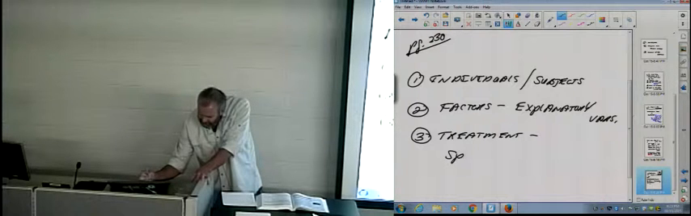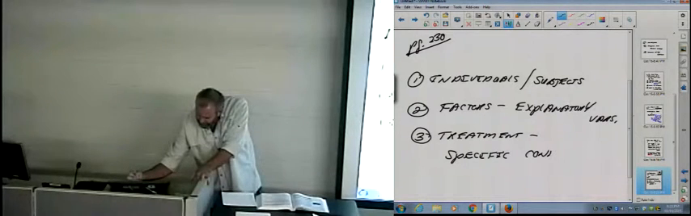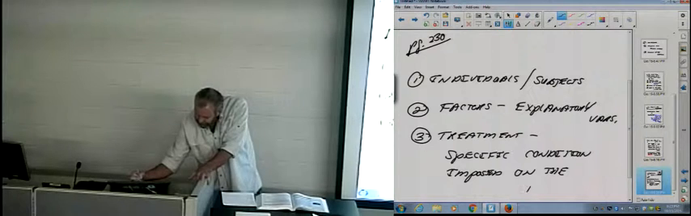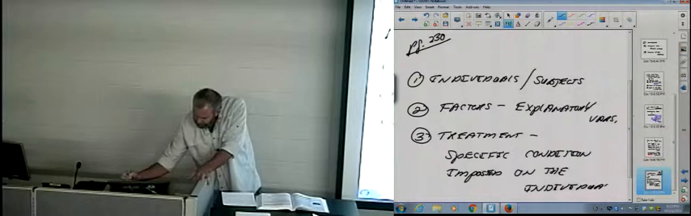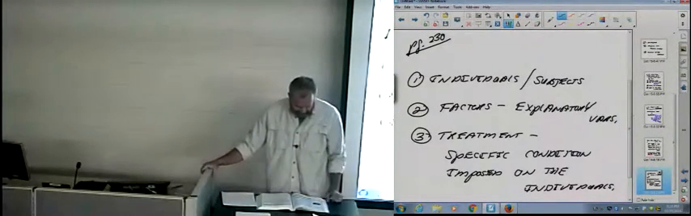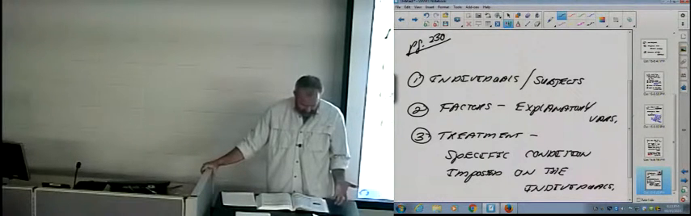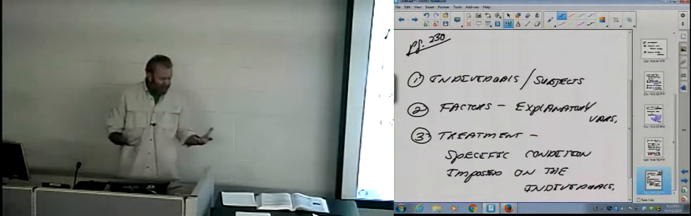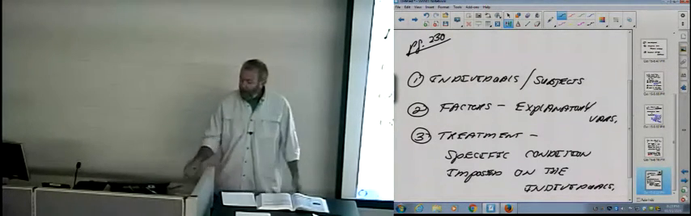3, a treatment. This is a specific condition imposed on the individuals. It says, it's a specific experimental condition applied to the subjects. If an experiment has more than one factor, a treatment is a combination of specific values of each factor. Yeah, look, I can get all kinds of stuff going on how many treatments there are in an experiment. All right?